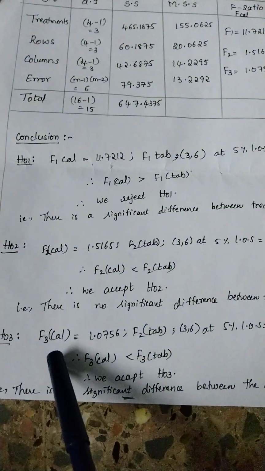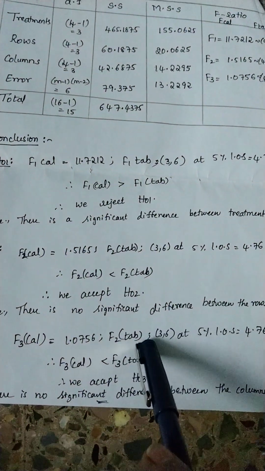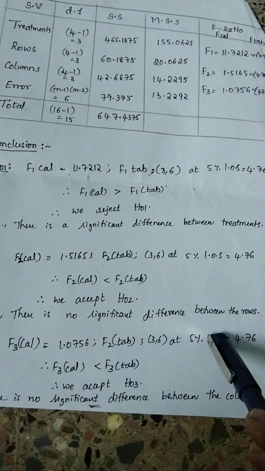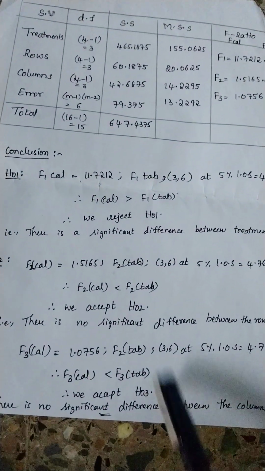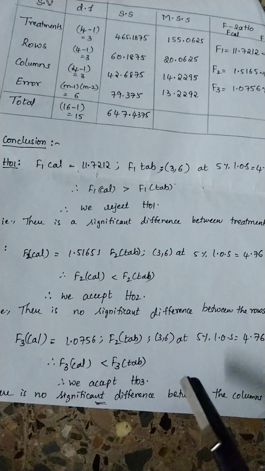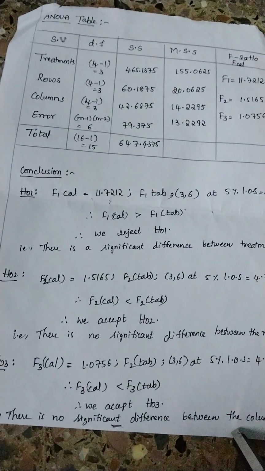Now what is the third one? F3 calculated value, that is 1.0756, which is less than 4.76, so you are going to accept H03. That means there is no significant difference between the columns.